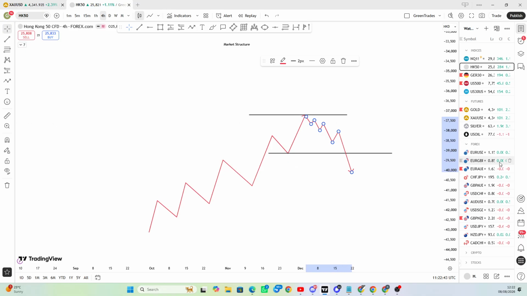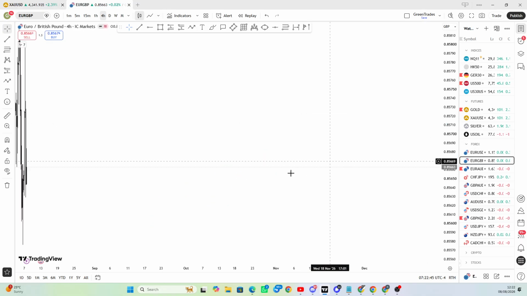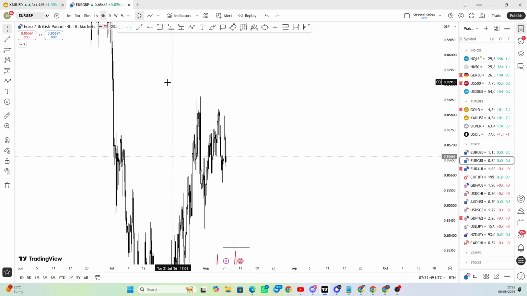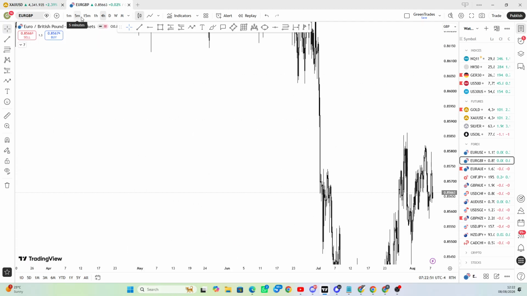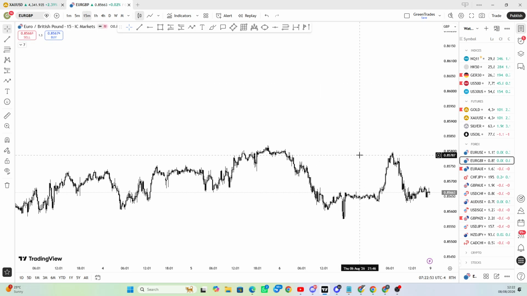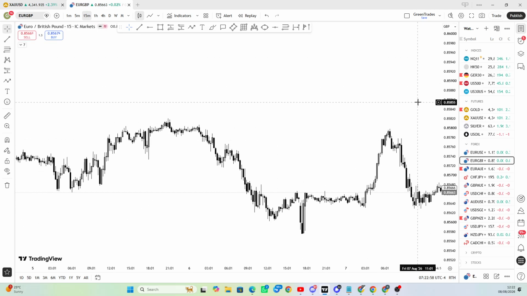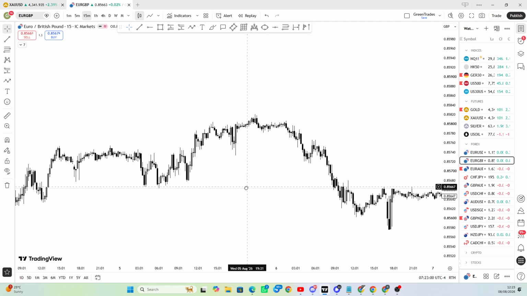Let's go to an actual trade market and see if we can find some examples to explain this even better. Usually you find it's got nothing to do with the time frame. It's got everything to do with what the market is doing, the market structure.